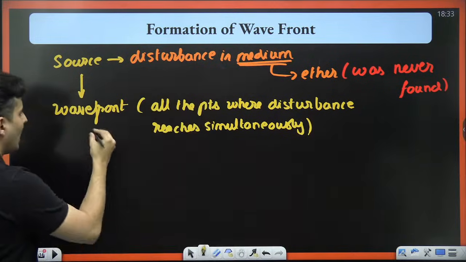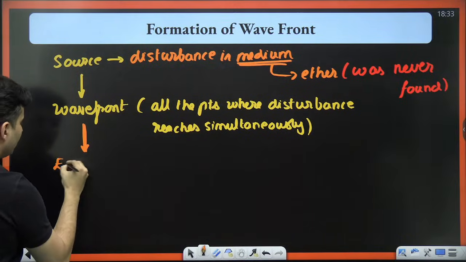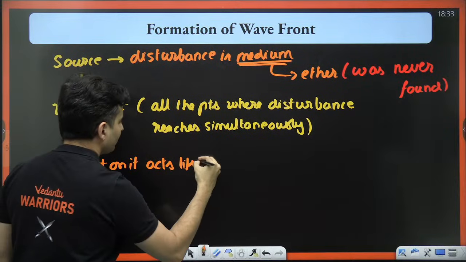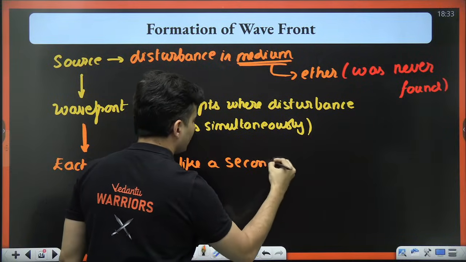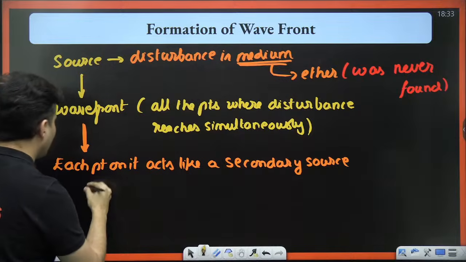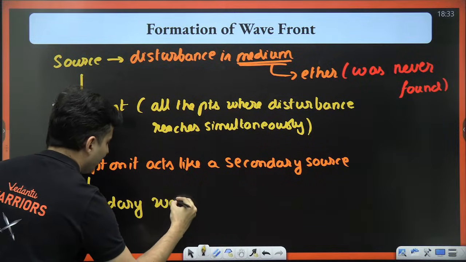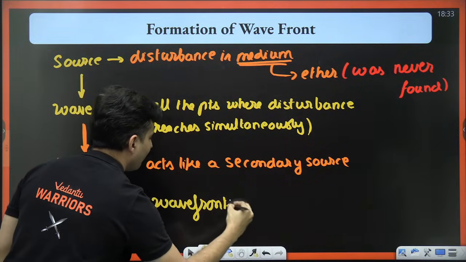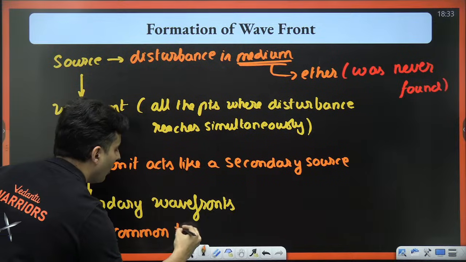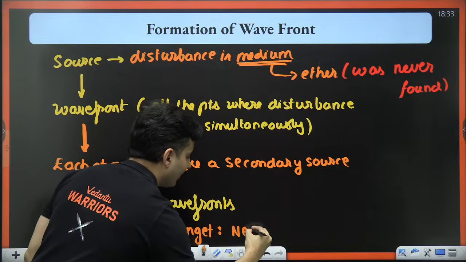Keep that in mind. And what happens after that is each point on it acts like a secondary source, and then these secondary sources create secondary wavefronts. And then I can say the common tangent to all of them gives you the new wavefront.